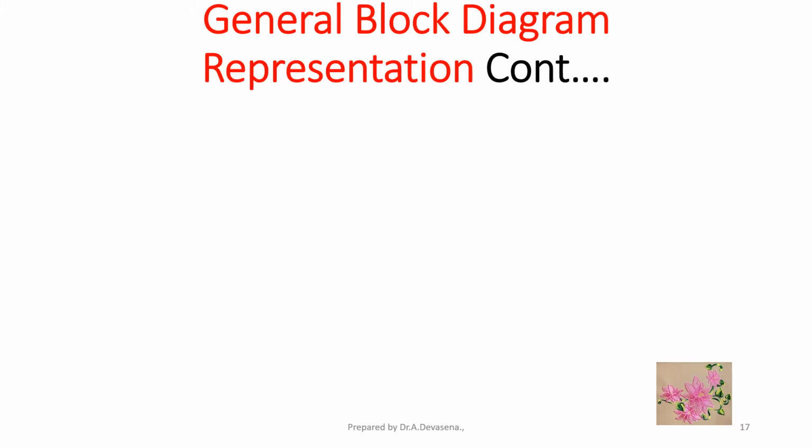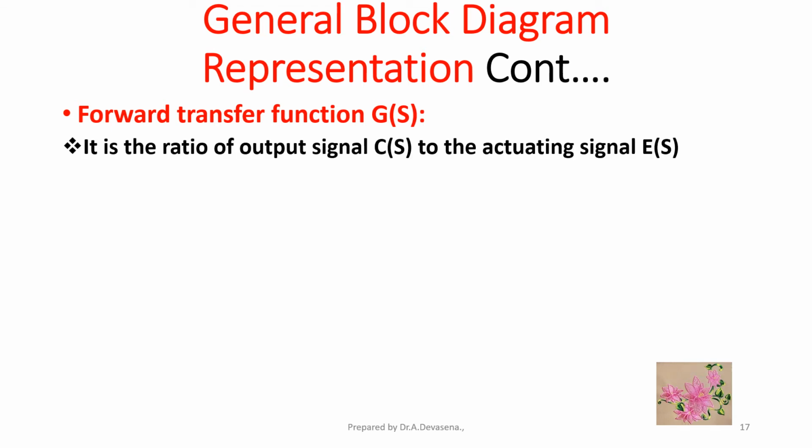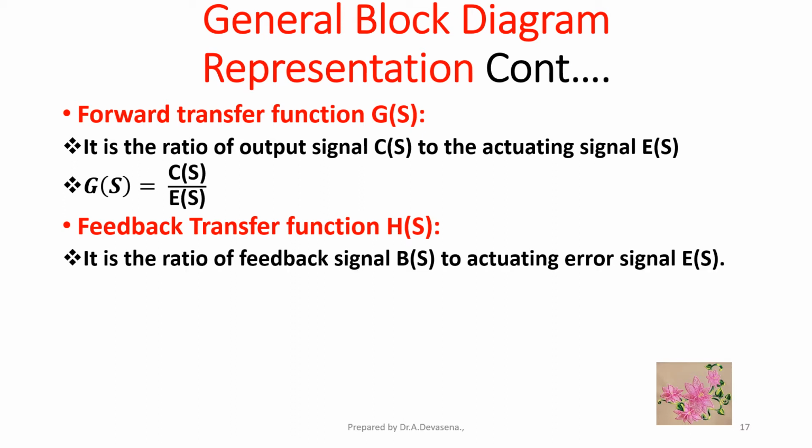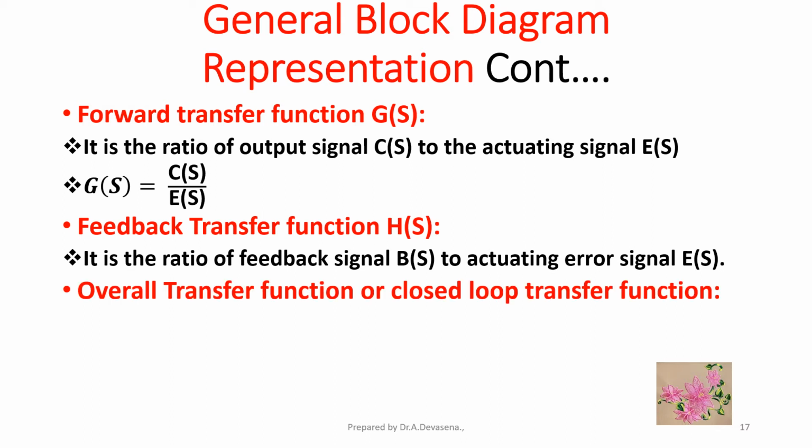Forward transfer function G(s). It is the ratio of output signal C(s) to the actuating signal E(s). That is, G(s) is equal to C(s) by E(s). Feedback transfer function H(s). It is the ratio of feedback signal B(s) to actuating error signal E(s).